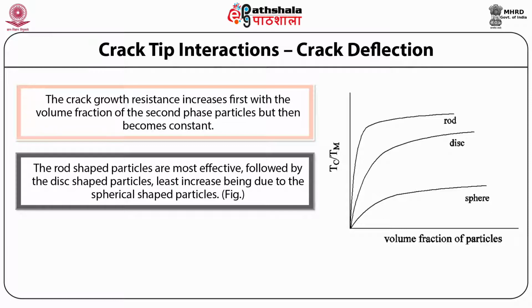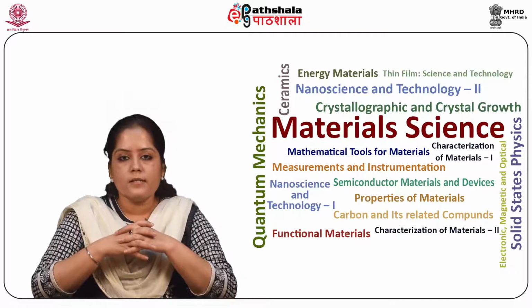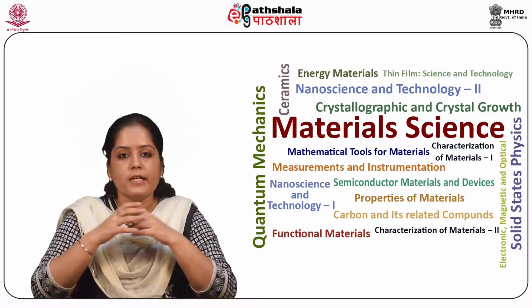This is shown schematically in this figure, where the toughening by crack deflection is given, Tc being the toughness of the composite and Tm that of the matrix. So toughening increases with the volume fraction of the particles up to a certain volume fraction, and the rod-shaped particles are most effective. Let us now discuss the crack tip shielding.